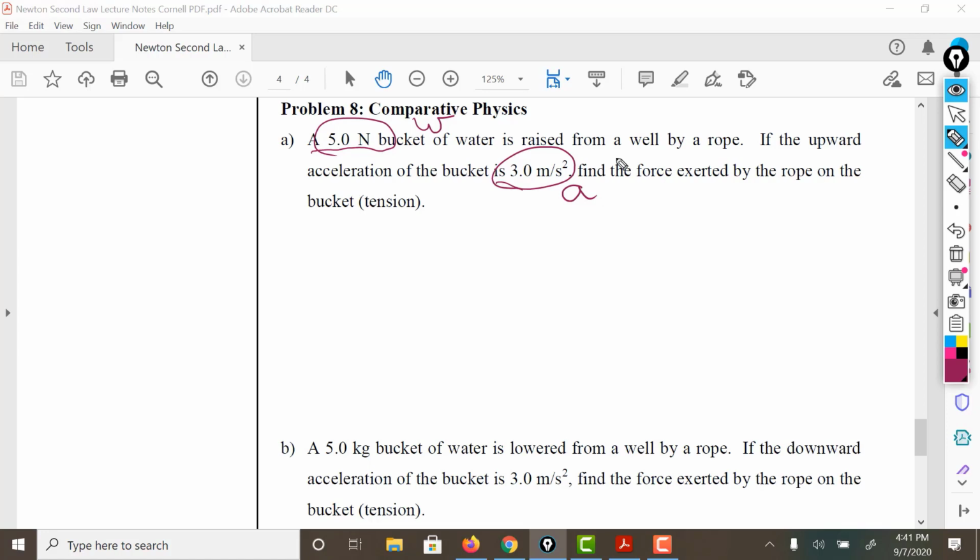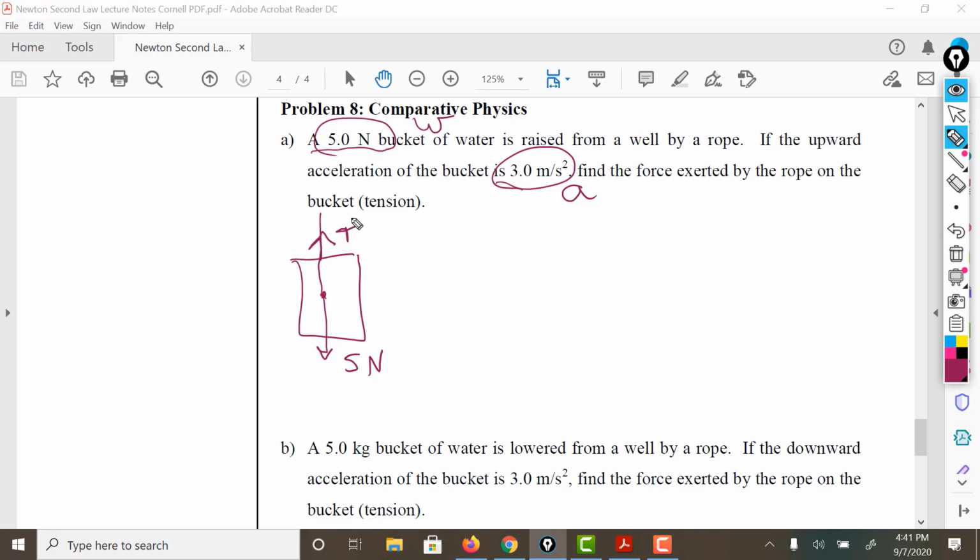We're going to draw a free body diagram. Here's a bucket. Here's the rope. It has a weight going down of 5 newtons. It has a tension going up. And that's all, those are the only two forces acting on this system. So we went ahead and did the free body diagram.